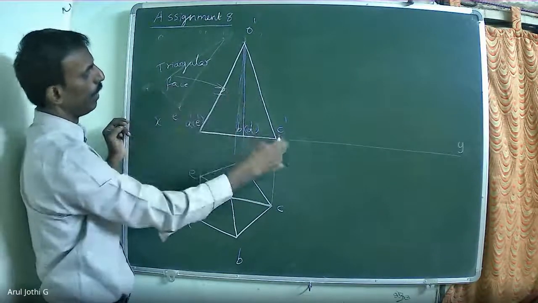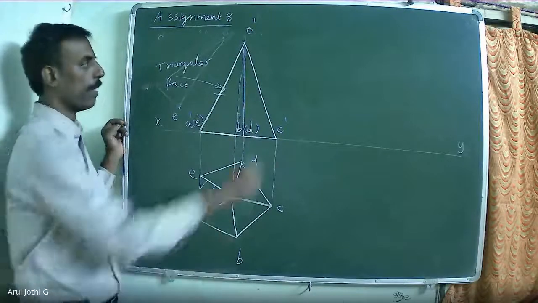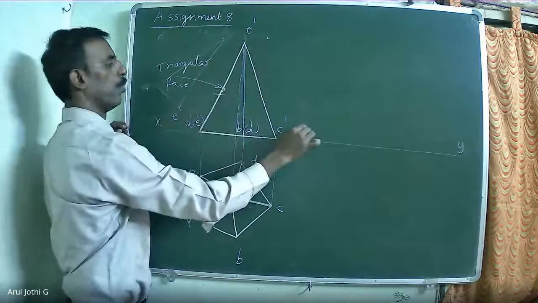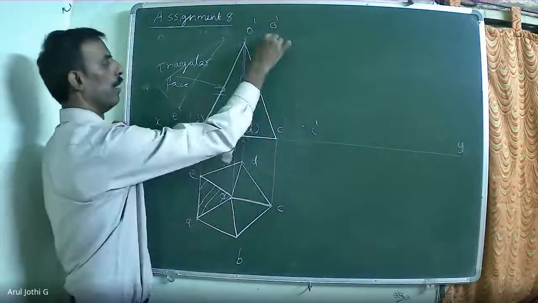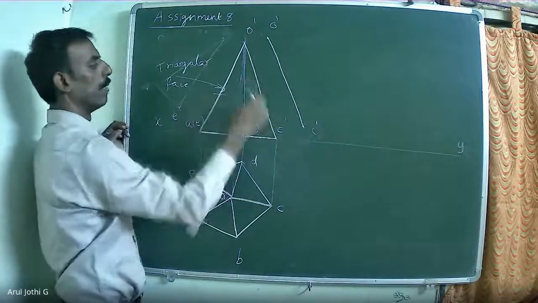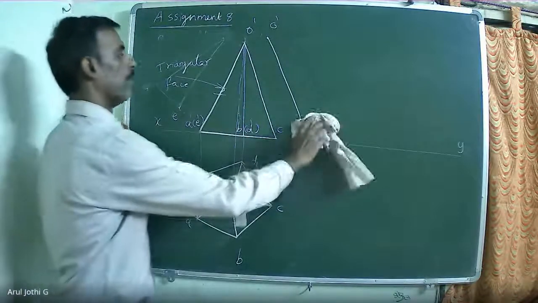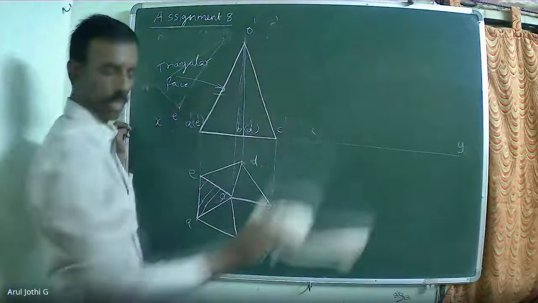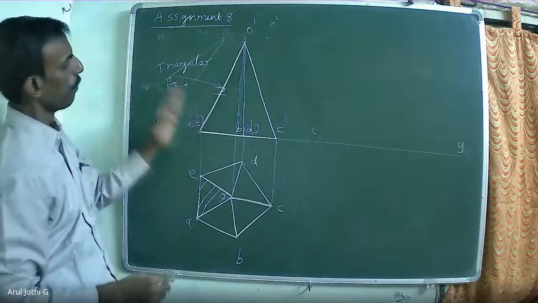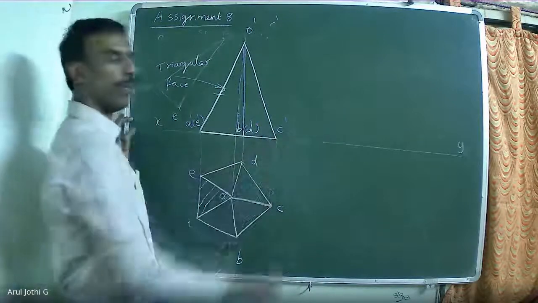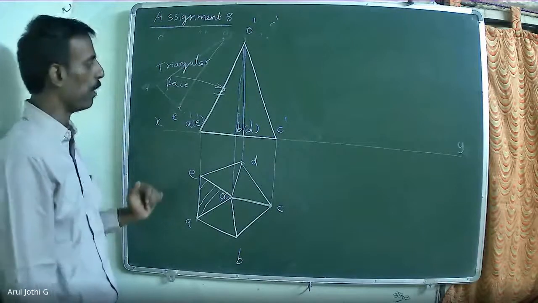Now what is available at the right side? O dash, C dash. Only 2 points are available. If you have 2 points, O dash and C dash, what is the line you get? This is nothing but a slant line. Only one line is available. So at the right side, you have only a slant line, not the triangular face. So we have to make this triangular face perpendicular to both HP and VP. How to make the triangular face perpendicular to both HP and VP?